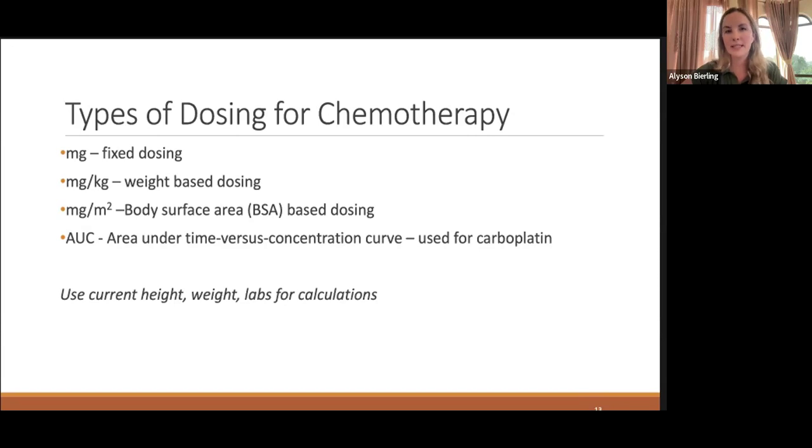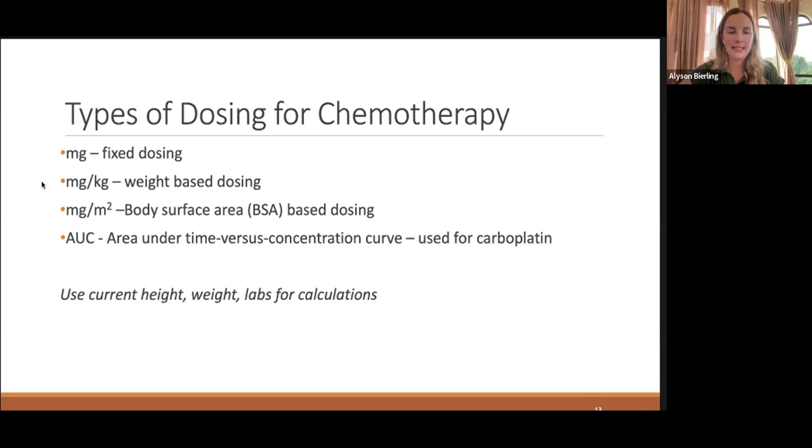So chemotherapy is dosed in various ways that you can see on the screen here. By far the most frequent way that chemotherapy is dosed is the third bullet point here, body surface area based dosing. So we'll go through an example of how to do that calculation. But some other ways that chemotherapy is dosed, the first you can see on the slide here, is fixed dosing. So every patient, regardless of their weight, might receive the same dose.